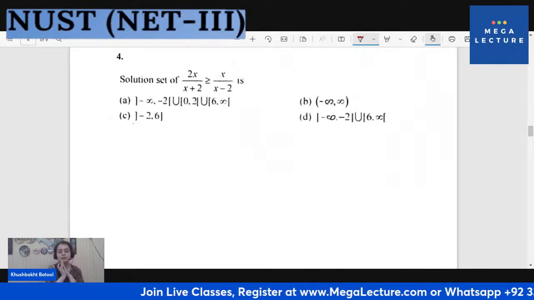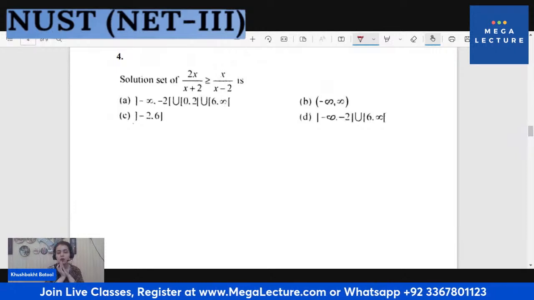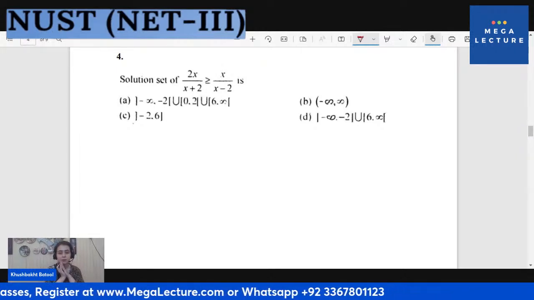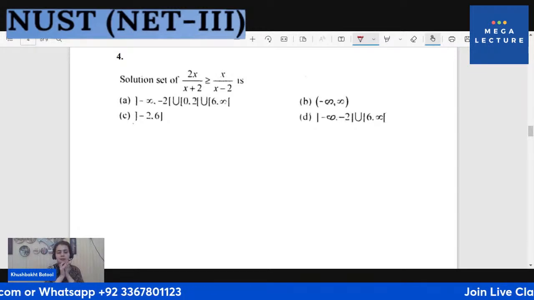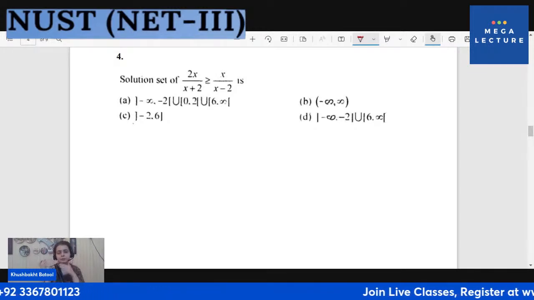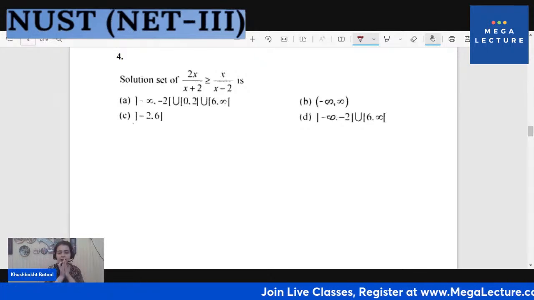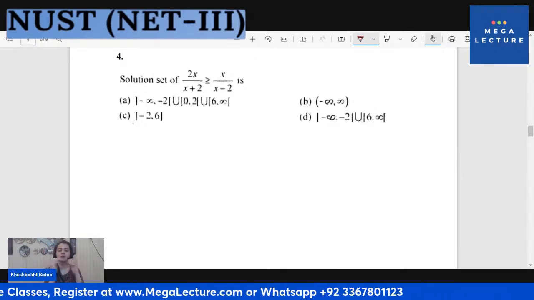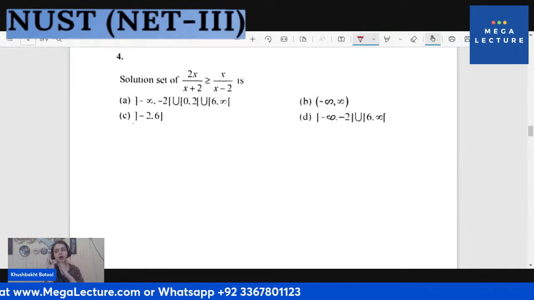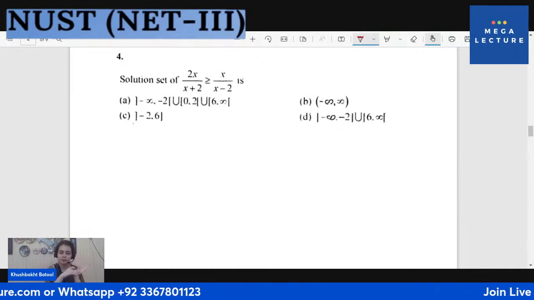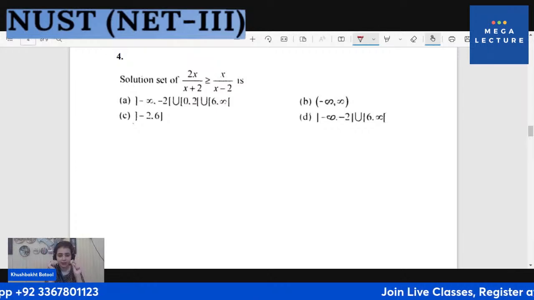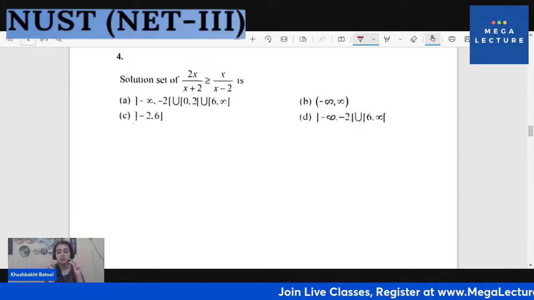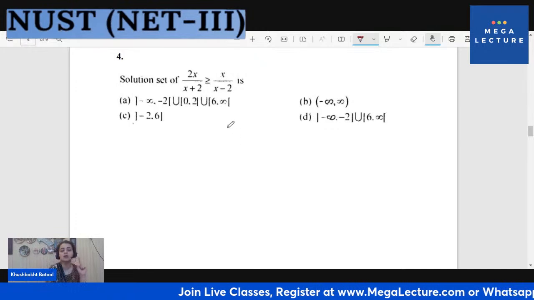Alright, now it says the solution set of 2x by x plus 2 is greater than or equal to x by x minus 2. Now guys, if I cross multiply at this point, I'm not sure about the inequality side, because whenever we take something negative from one side to the other in inequalities, the inequality sign changes. So I cannot cross multiply.